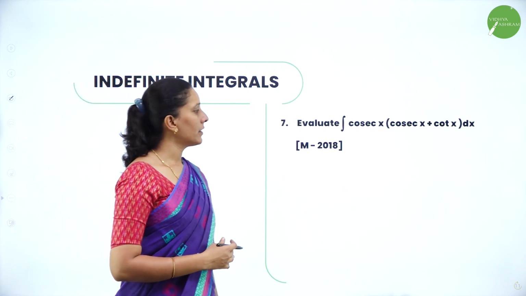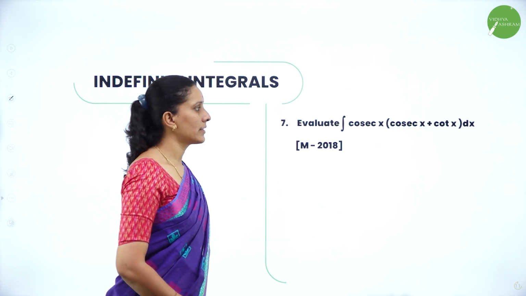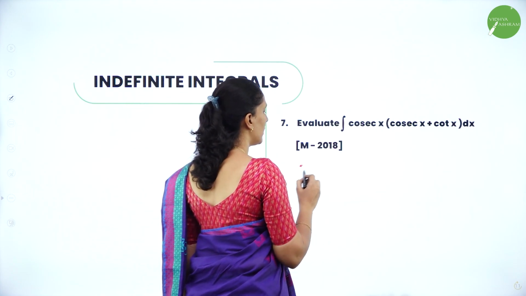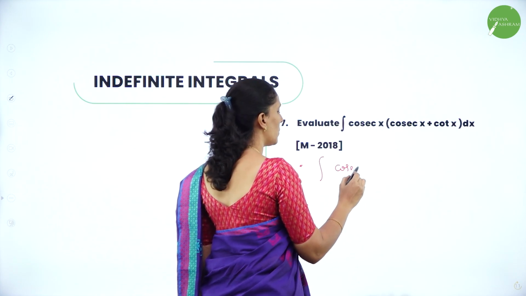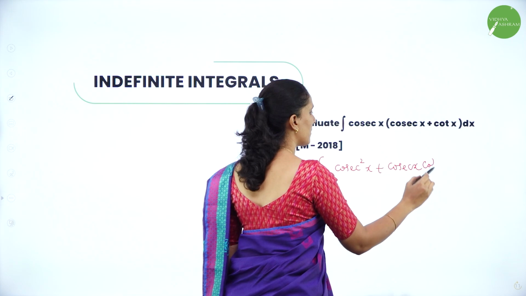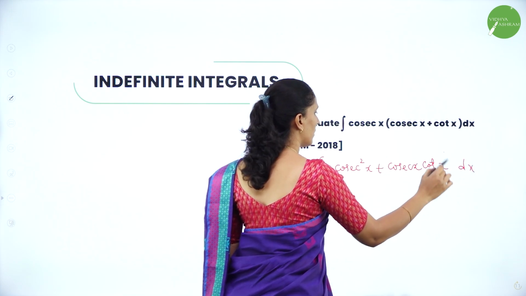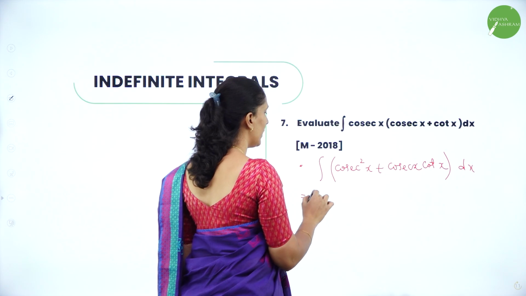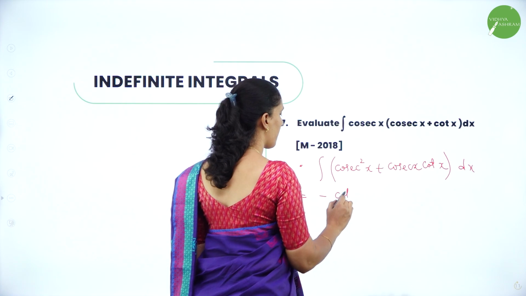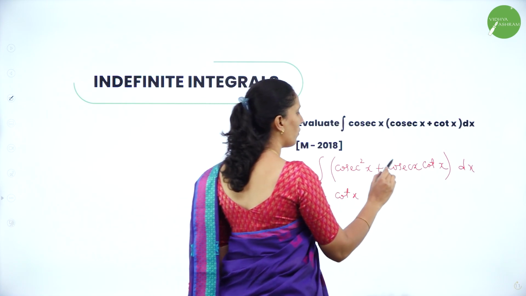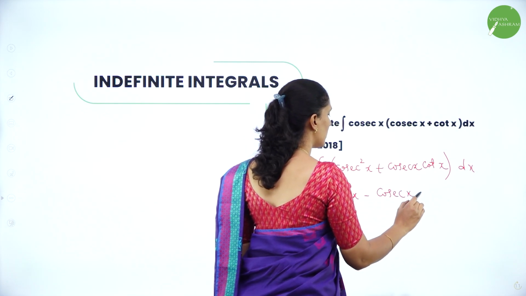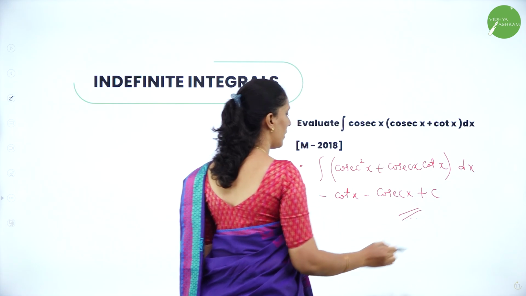Next we have integral of cosecant x into cosecant x plus cot x into dx. Let's multiply cosecant x inside the bracket, then it becomes cosecant square x plus cosecant x cot x dx. Now applying the integral separately, integral of cosecant square x dx will become minus cot x. And integral of cosecant x cot x with respect to dx becomes minus cosecant x plus c. So this is the required integral.